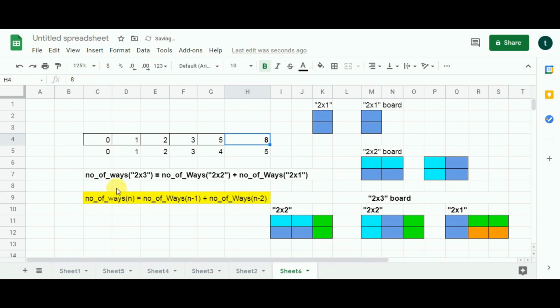Now the algorithm is right in front of you, and you can create a program around it in order to solve the tiling problem if it appears in your next tech interview. So this concludes this video.